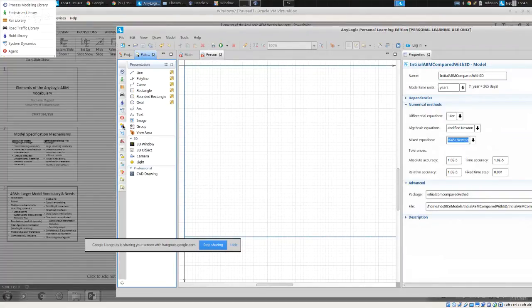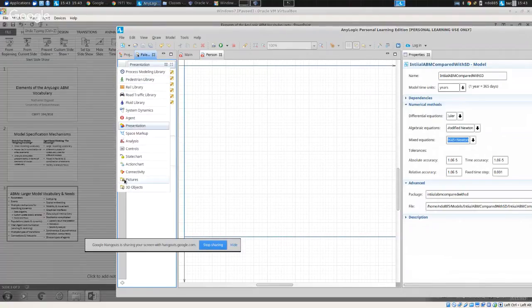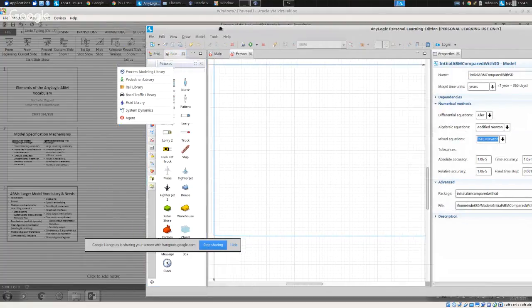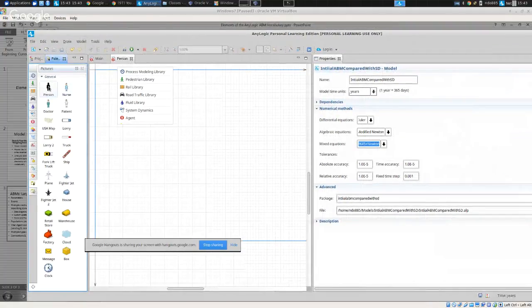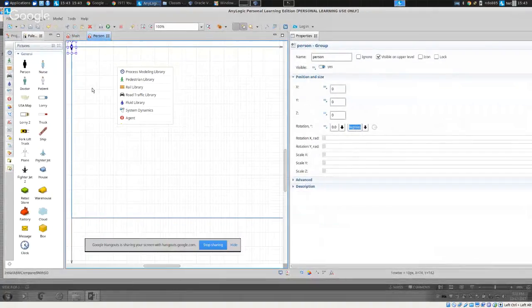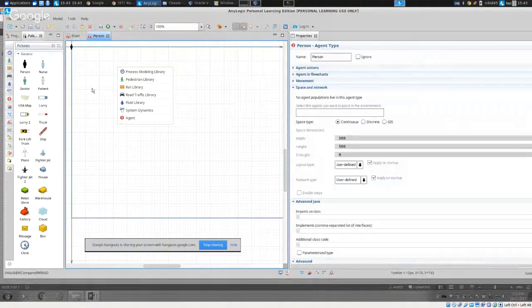Next, I'm going to go down to the palette, and to give these people an appearance, I'm going to go down to the palette called Pictures, and I'm going to pick a picture from here. I'm going to pick a person, but I know some jokesters in the audience will be picking other things. Okay, I know the forklift or the fighter jet may seem tempted to some. Okay, and I'll leave that to your discretion.